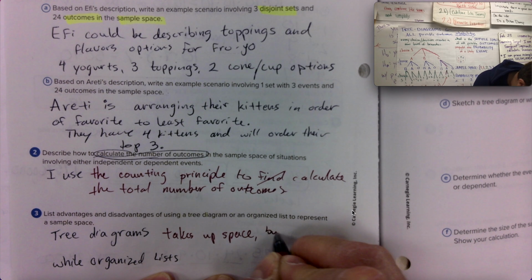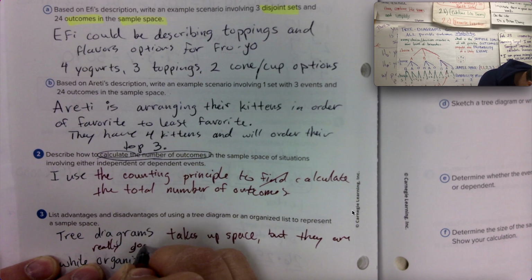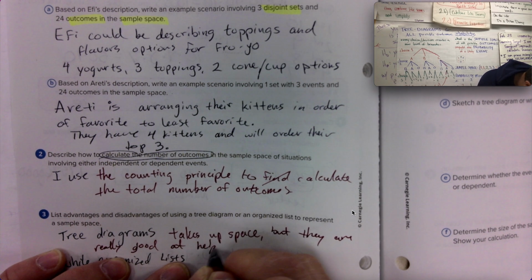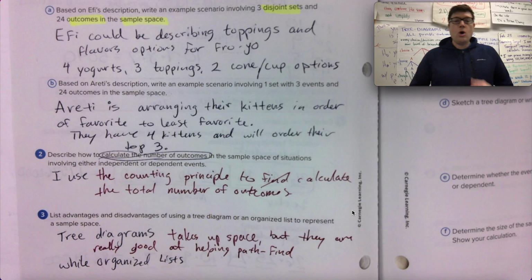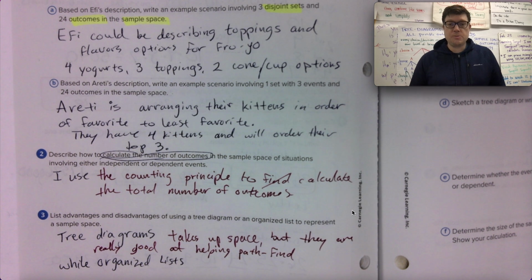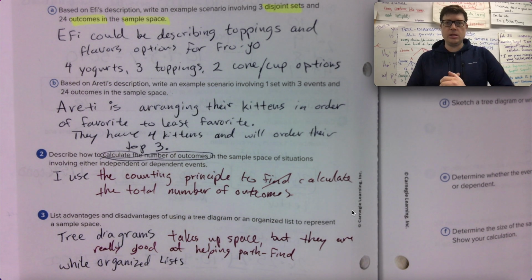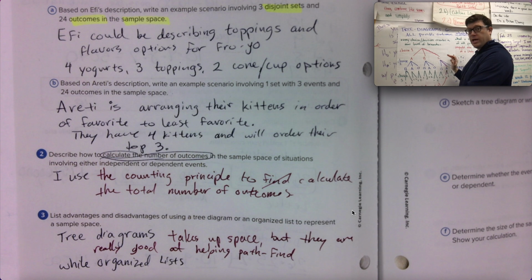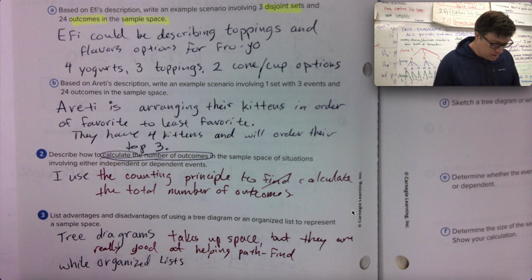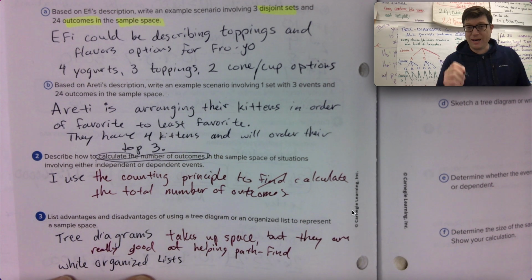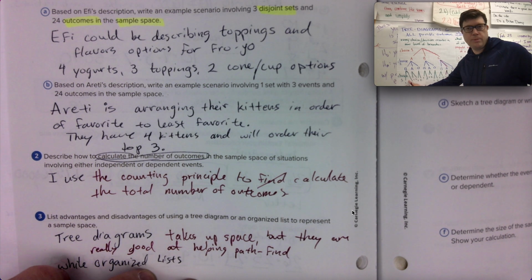They take up space, but they are really good at helping pathfind. Organized lists do not take up as much space, but they are awful at helping pathfind because stuff gets lost in the list. We like the visual of the tree diagram to follow what's available. Organized lists keep track of everything nicely, but you can't trace your path so quickly or so efficiently to know what outcomes you want compared to other outcomes.